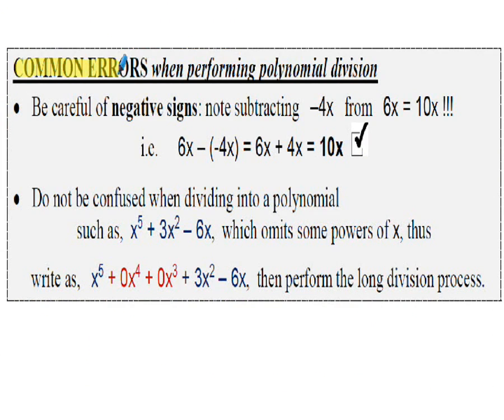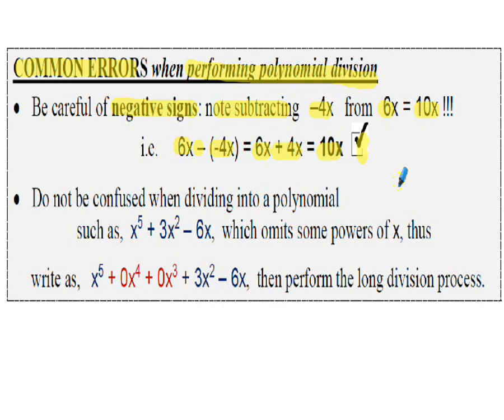For reference, here are some common errors that sometimes occur when performing polynomial division. So be careful with negative signs as highlighted on the previous example. So note when subtracting negative 4x from 6x, the answer is 10x. Shown here, 6x minus a negative 4x, that becomes 6x plus 4x, and that's where the 10x comes from.